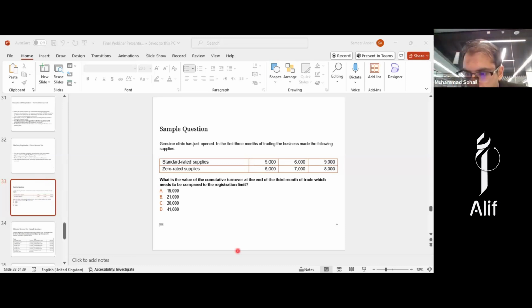Okay, these two questions I will answer at the end of the lecture. The questions are: can someone register for VAT if they wish to, even if they have not reached the voluntary threshold as yet? The answer to that is no. You have to reach the voluntary threshold in order to register for VAT. Okay, so I'll answer these questions at the end.